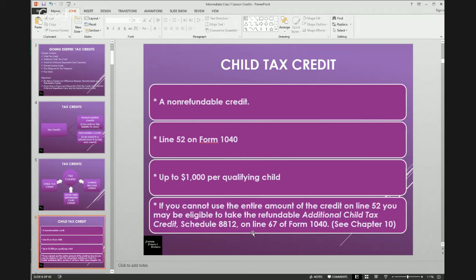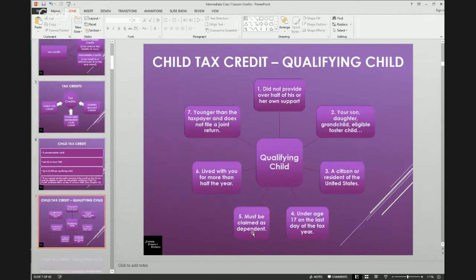If you cannot use the entire amount of the credit on line 52, meaning that you do not have a tax liability that exceeds the amount of the credit, then you may be eligible for a refundable credit that's called the additional child tax credit, and that's on line 67, and we'll be covering that in this lesson as well.